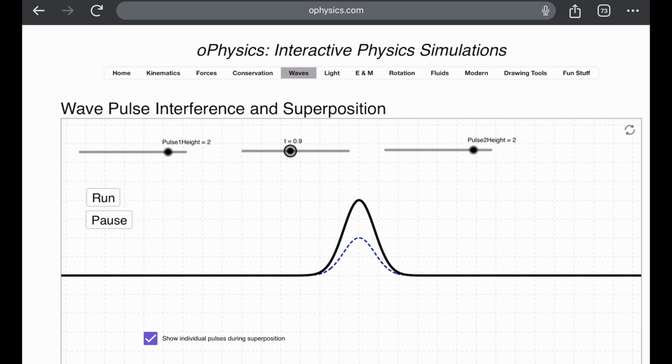So in Young's double slit experiment, wherever there is constructive interference, at that point we get the brightest point.